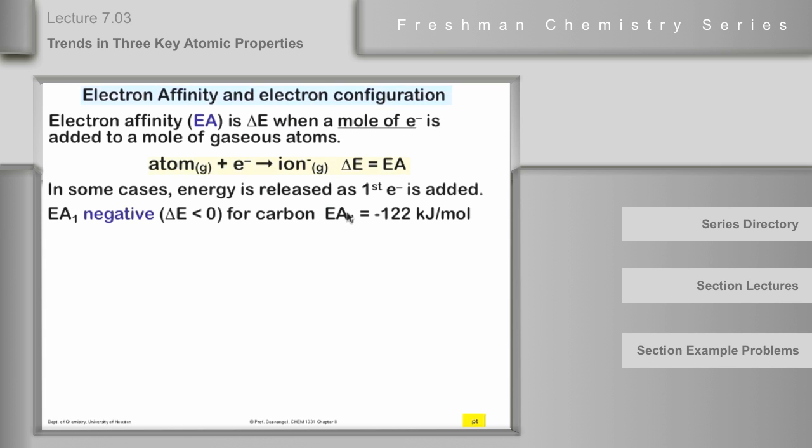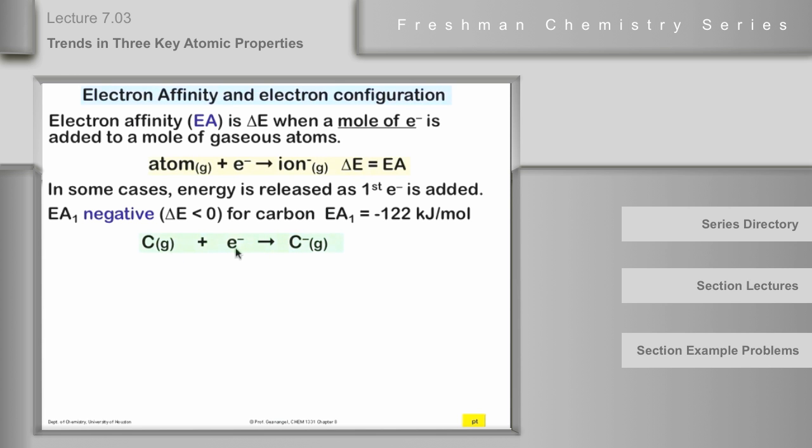So, to illustrate this, I want you to think about the carbon atom. The carbon atom is well known to us. It's a highly studied atom for all different kinds of reasons. If we wanted to write down the equation for the electron affinity of the carbon atom, it would be carbon in the gas phase plus an electron goes to C minus in the gas phase, right?